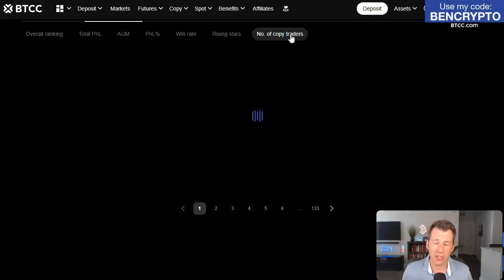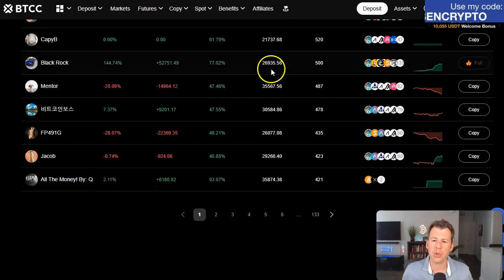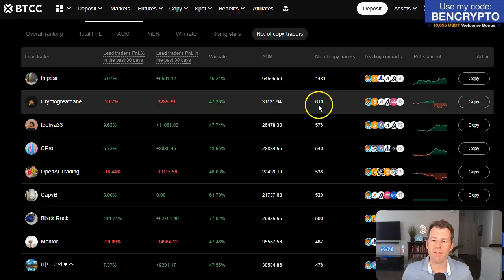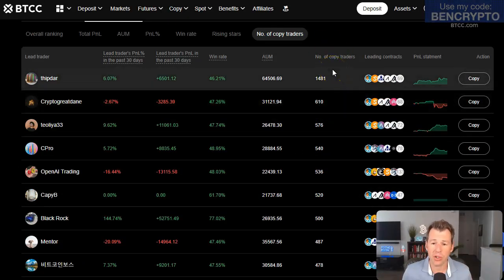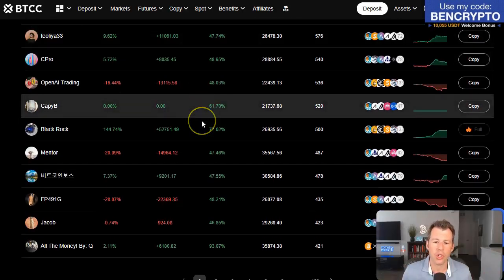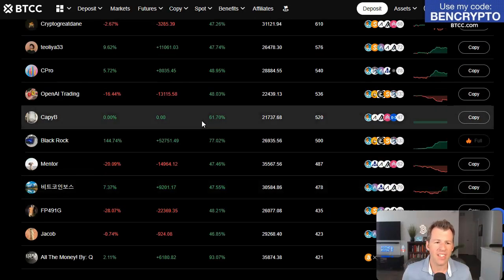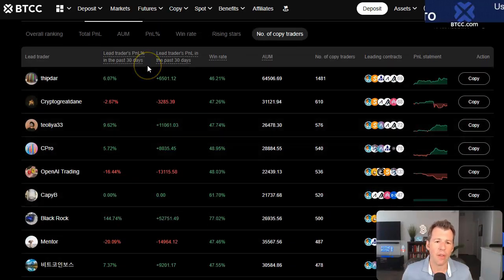Number of copy traders. So all the traders on page 1 have between 400 and 1,500 copy traders copy trading them. So it sounds like all these traders have been around the game for at least 6 to 12 months, lead trading on this platform.